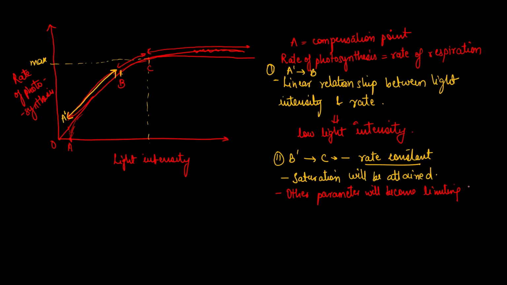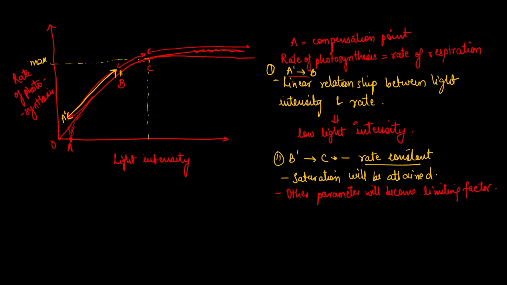Okay. So what I'm trying to say is, if you plot light intensity versus rate of photosynthesis, you will observe a plot like this. In it, this point A is the compensation point, where the rate of photosynthesis is equal to the rate of respiration. After that, as we increase the light intensity, the rate of photosynthesis will increase, and it will show a linear relationship between light intensity and rate.